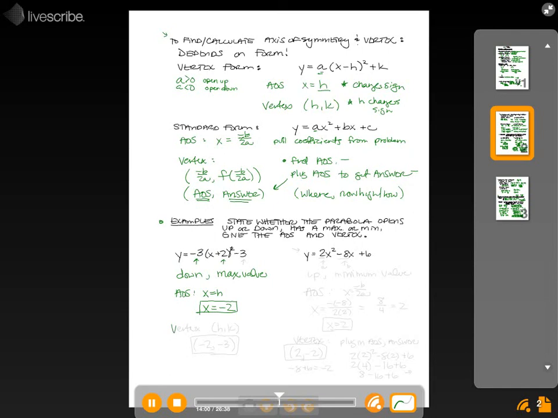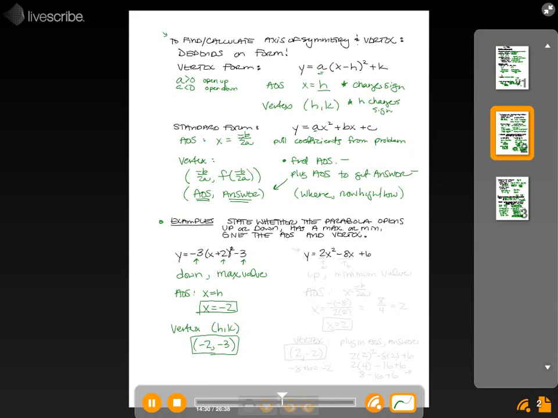The vertex is h, k, and again, h needs to change its sign if you're pulling it out of the problem. It should be the same value as the axis of symmetry. So we have negative 2 for our h, and then our k value is negative 3, and there's our vertex. So nothing was too difficult about that. We didn't have to really do any work. We're just pulling information from the problem and interpreting what we see.